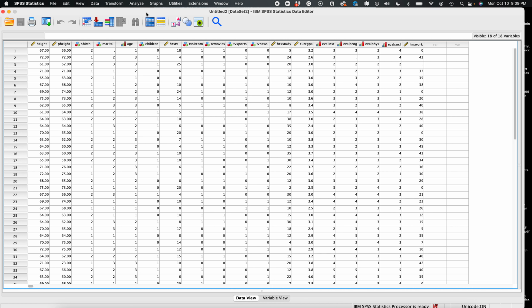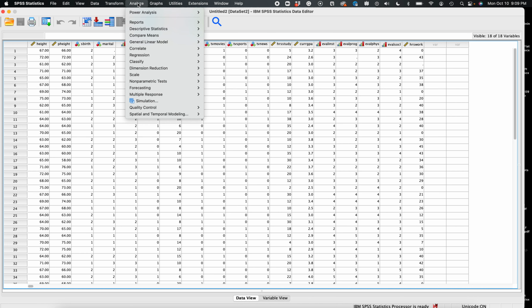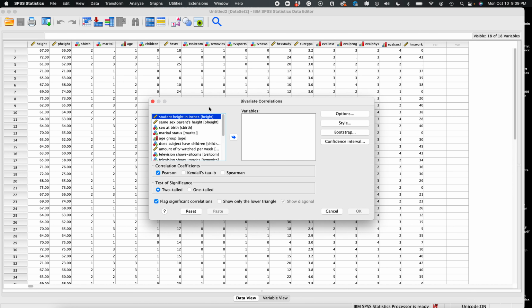Now, the Analyze menu is where we're going to live for most of our statistics calculations. So you'll see you have Analyze and then Correlate. Now, from Correlate, we have a couple of options. We have regression, so when we need to get to a regression, we're able to do it from here. And we also have Correlate, which is a bivariate correlation.